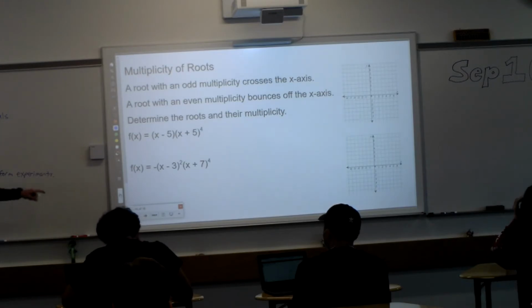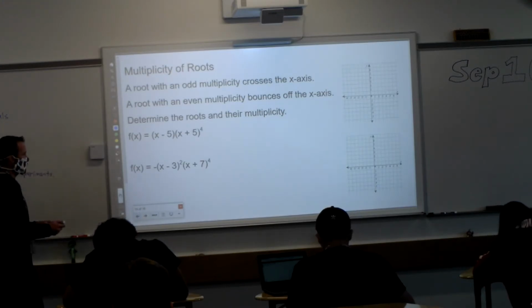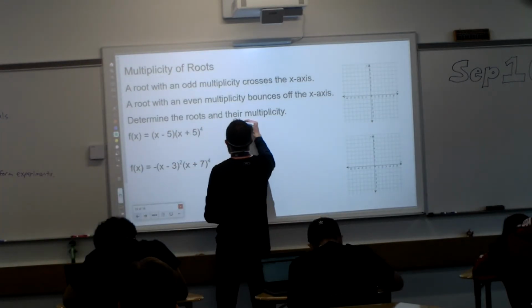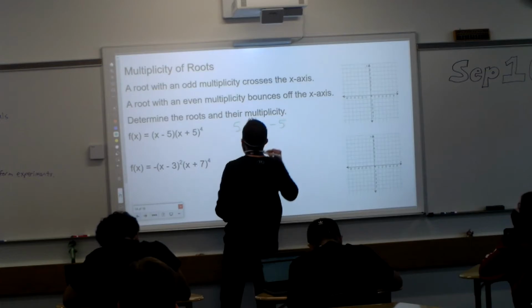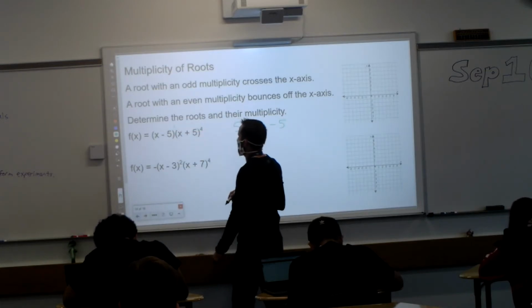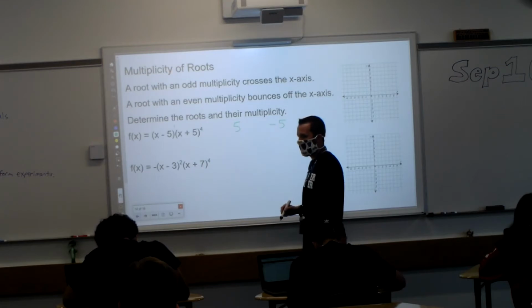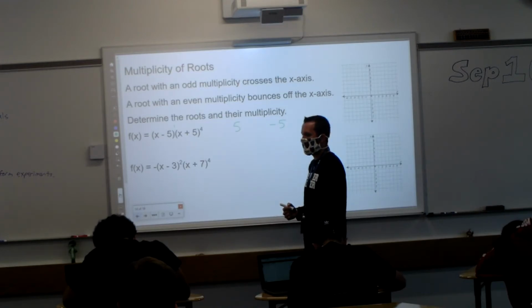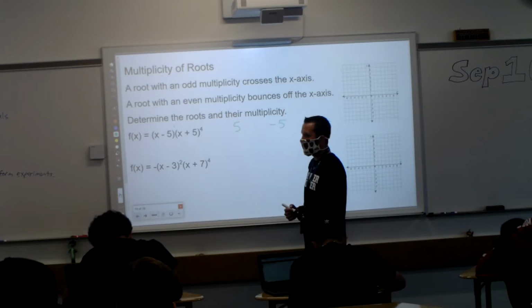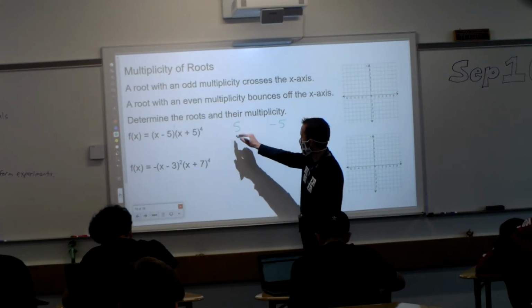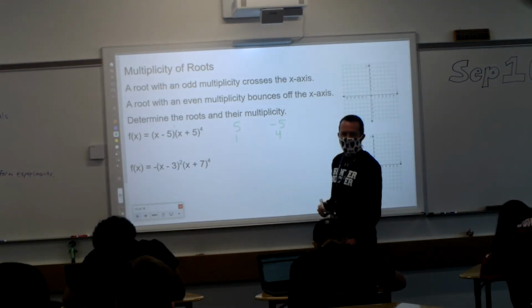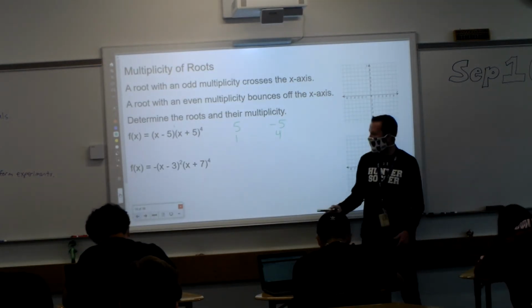Ruby, help me out with this f of x. What are my x-intercepts going to be here? Awesome. So we only have 2 x-intercepts. What are their respective multiplicities? In other words, how many times are they used? That's when you're going to look at the exponents. There we go. So the 5 is the 1, and then this is 4. Based on whether it's even or odd, it's going to bounce or cross. So what happens at 5, guys?